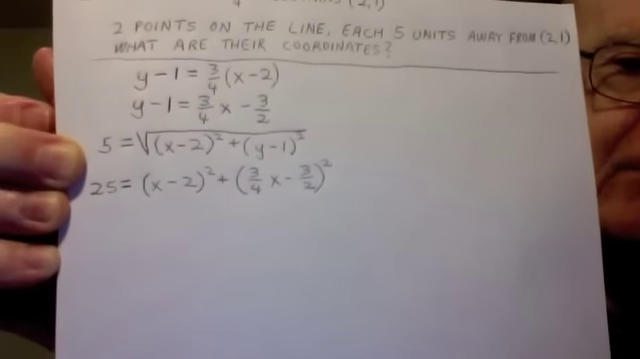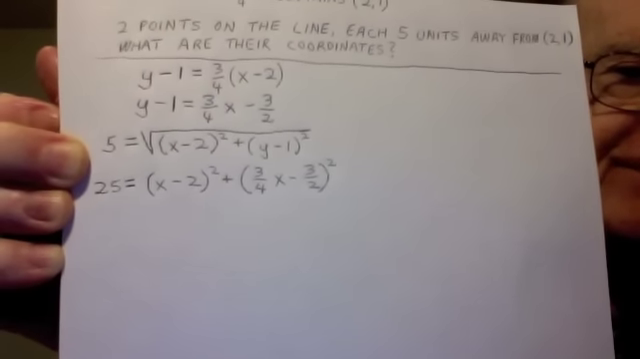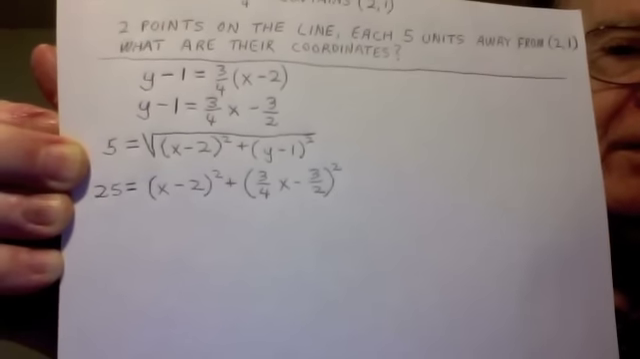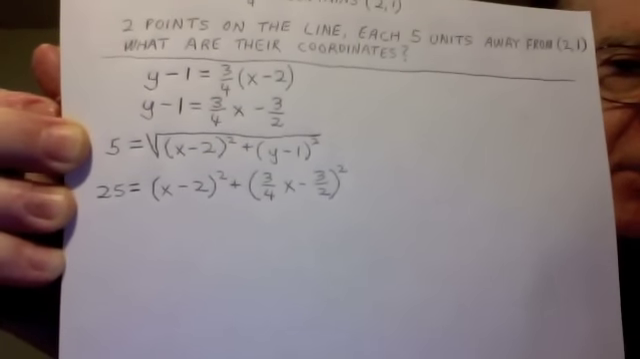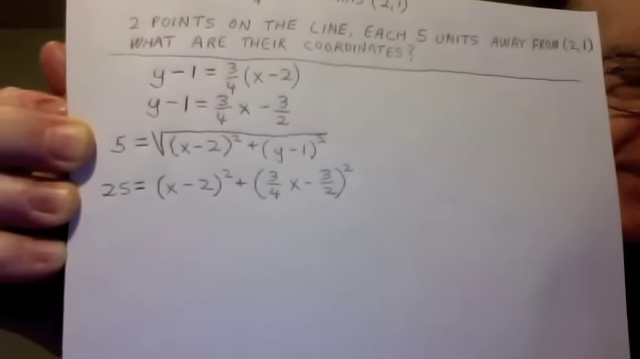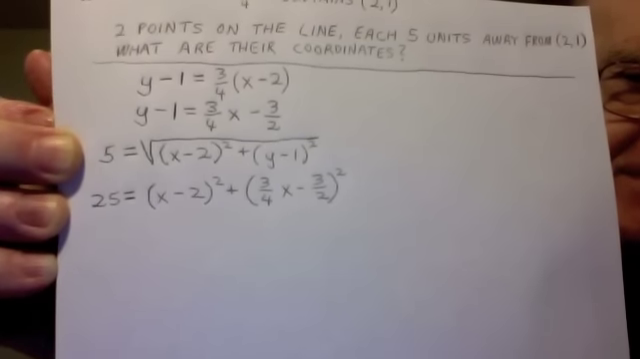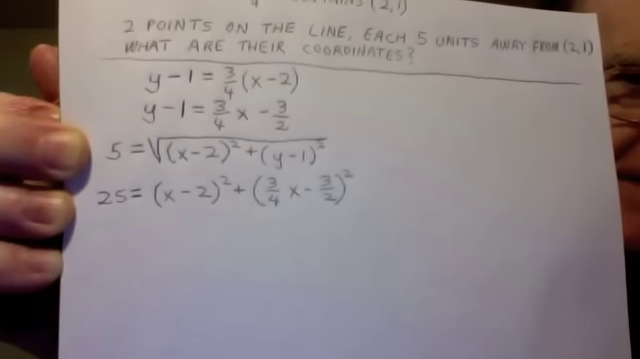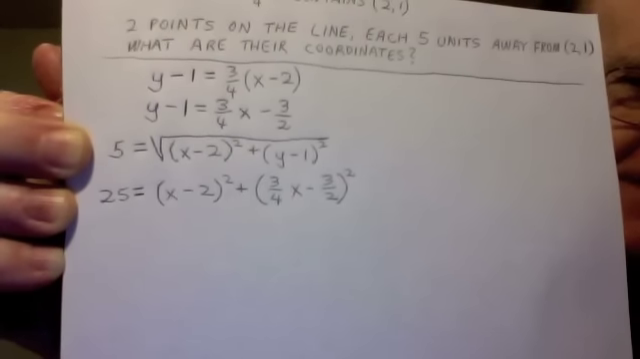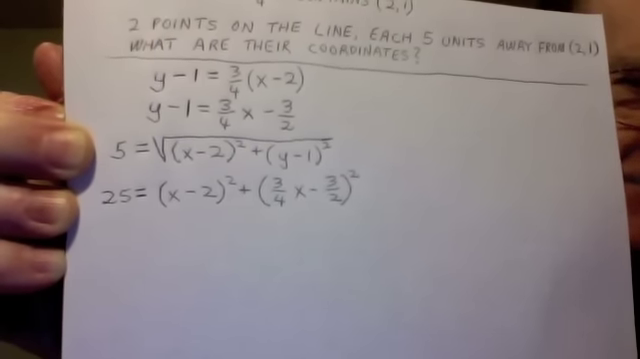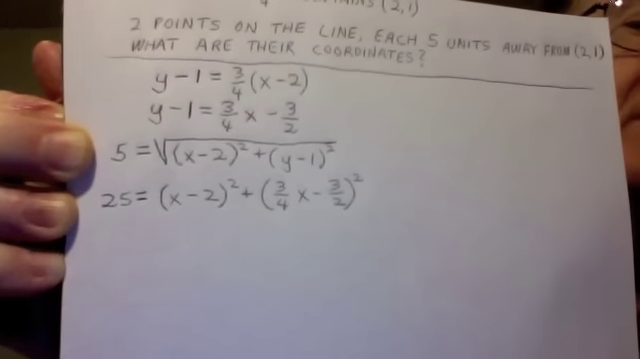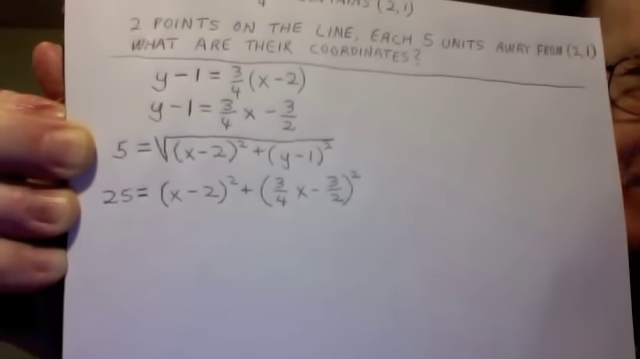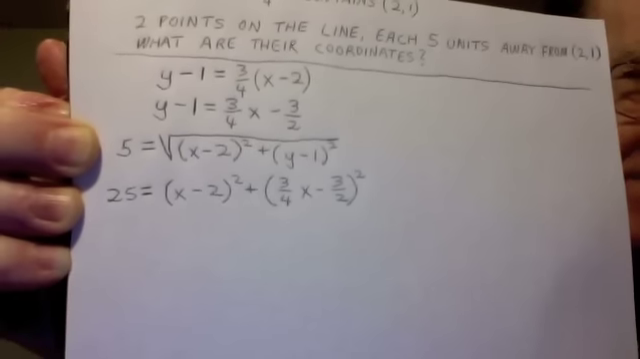Now we are looking for a couple of points, each of which is 5 units away from the point (2, 1) on that line. So I'm going to use the distance formula, which says that that distance, 5, equals the square root of (x minus the x coordinate of that point, that's x minus 2) squared, plus (y minus the y coordinate of that point, that's y minus 1) squared.